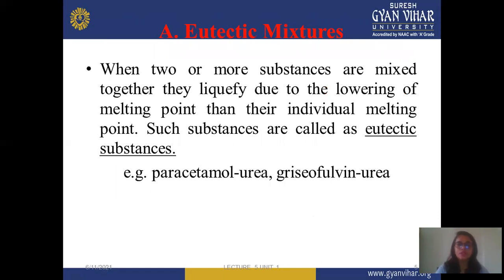First is the eutectic mixture. In a eutectic mixture, when two or more substances are mixed together, they liquefy due to lowering of the melting point below the individual melting points. Such a substance is called a eutectic substance. Means you take two or more substances and mix them until liquefied, reducing the individual melting point of each substance. Examples of eutectic mixtures are paracetamol and urea, and disulfiram.